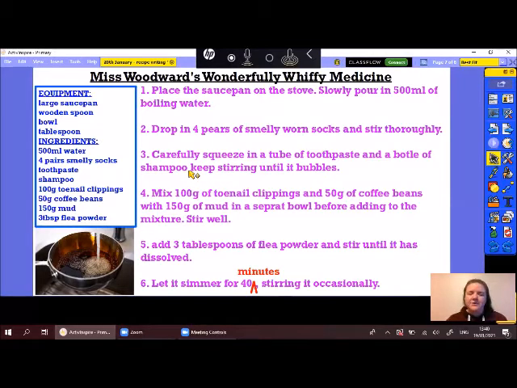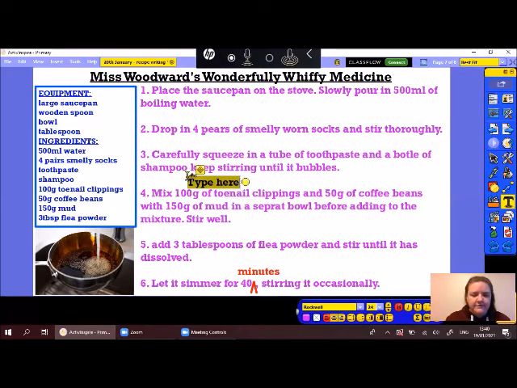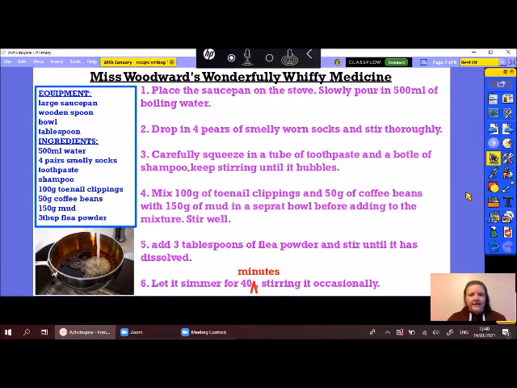If I'd written carefully squeeze in a tube of toothpaste and a bottle of shampoo and keep stirring until it bubbles, that would be fine. But I haven't used one, so I need to put a full stop in there between my 2 ideas. Carefully squeeze in a tube of toothpaste and a bottle of shampoo, full stop. Keep stirring until it bubbles. Right, I'll keep on checking mine. You pause the video and check your work for full stops. Make sure it has all the full stops you need.